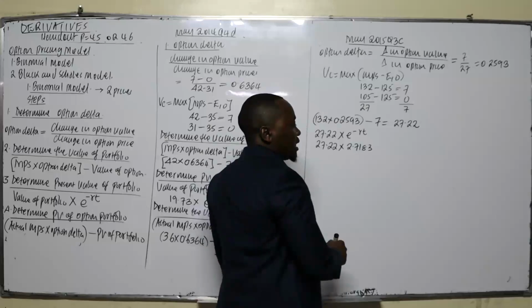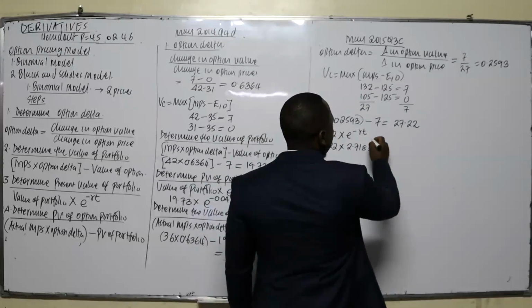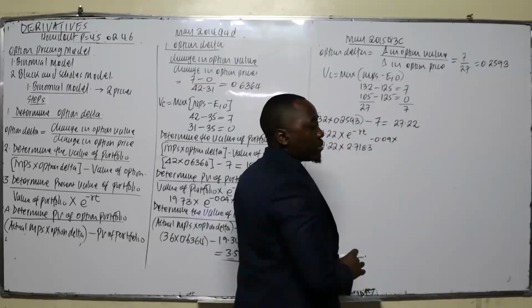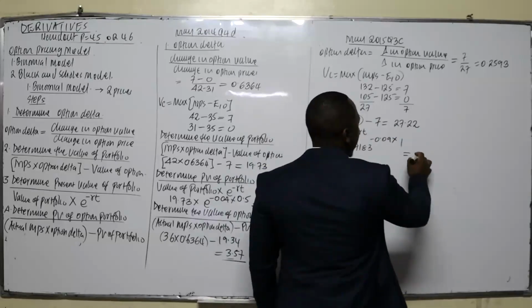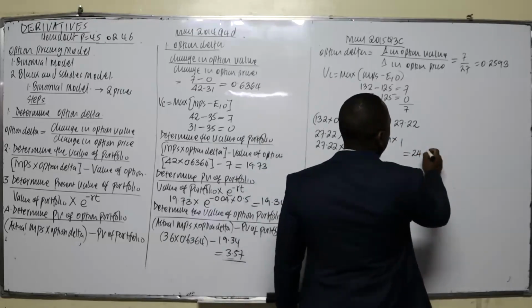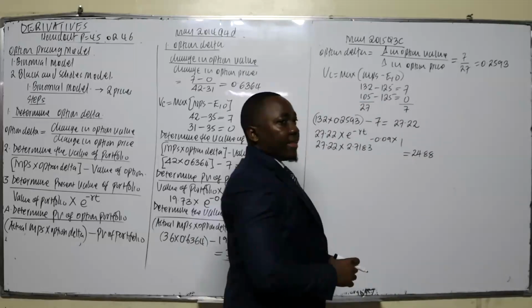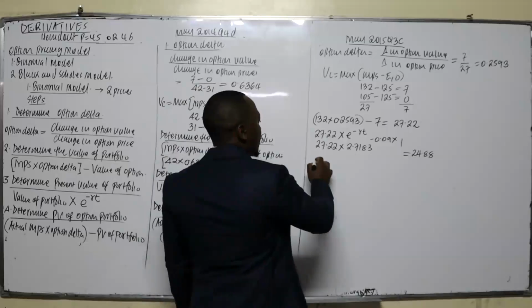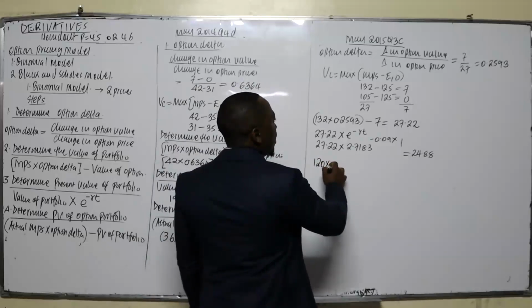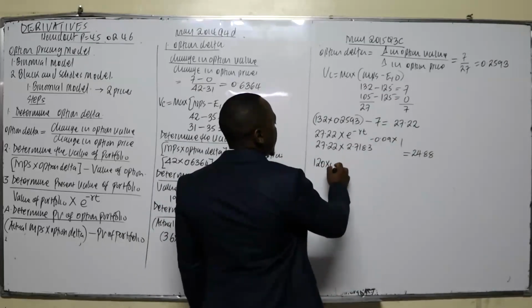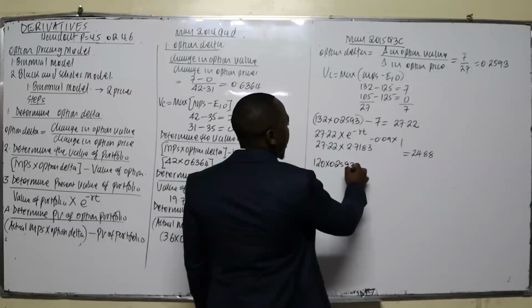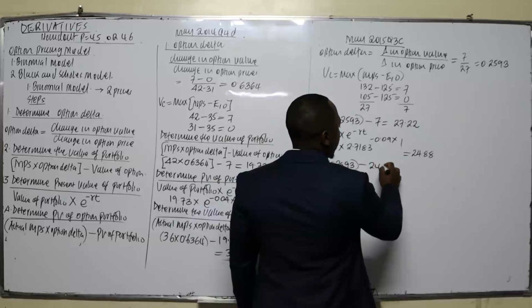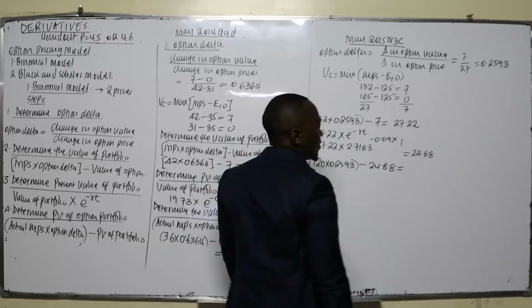How much was the risk-free rate? 0.09. Time to maturity? 1 year. And you got 24.88. Then lastly, you take the actual market price. How much was the actual market price? 120. You multiply by the option delta 0.2593. Then you deduct step number 3, 24.88. You got how much?